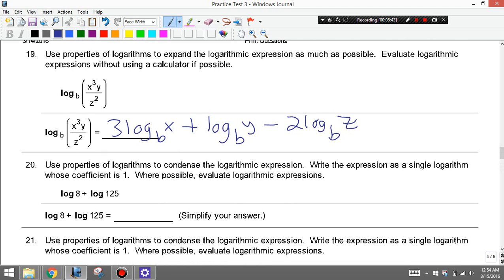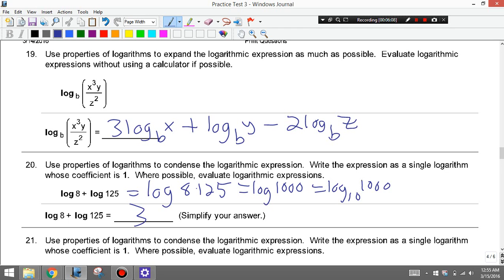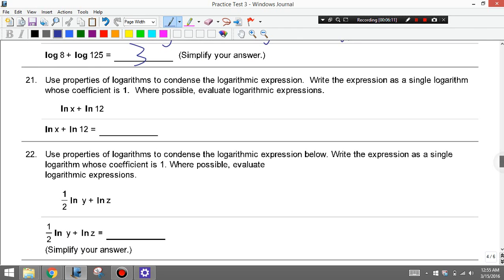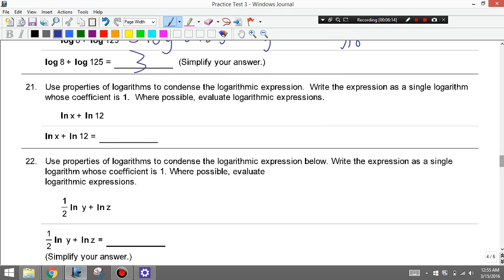Now we're contracting. This is log of 8. Well, I'm not going to put that as the answer. But this is equal to log of 8 times 125, which is the log of 1,000, which is what we're supposed to know offhand because the base is 10. And so the power of 10 that gives you 1,000 is 3. The log is the power. This is simply the log of 12x. Can't simplify.